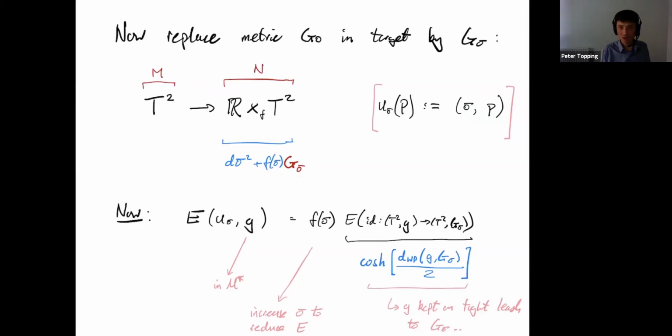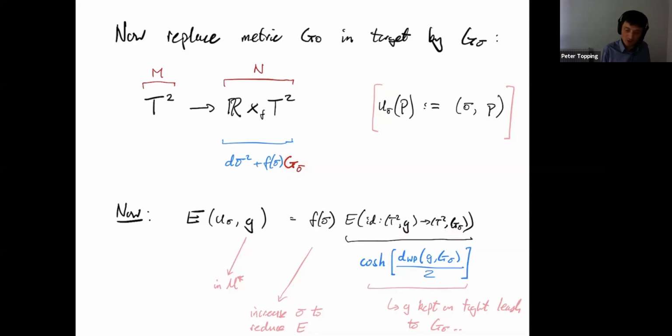It's changing as I go through sigma. I'm still considering the same sort of maps. So now the energy is a bit more complicated. It's still warped by f, but it's multiplied by the energy, which before was 1, but is now more complicated. So I'm essentially mapping from this G, which I'm assuming is in M star, to this G sigma, which is coming from here.